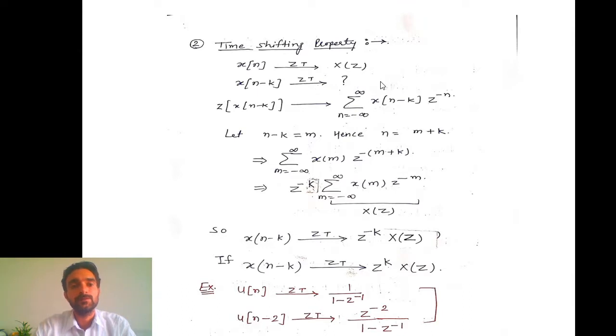Then we come to the time shifting property. What is the time shifting property? It means the basic input signal x(n) is shifted by k points. It can shift to the right side of the origin or to the left side. If the signal is shifted to the right of the origin, it is called a delayed signal, and if it is shifted to the left side, then it is an advanced signal.